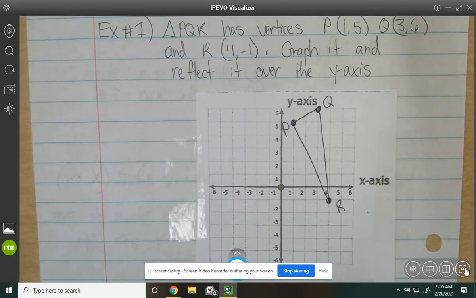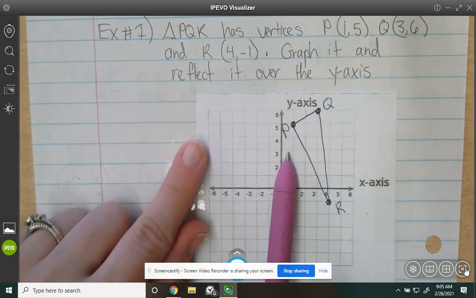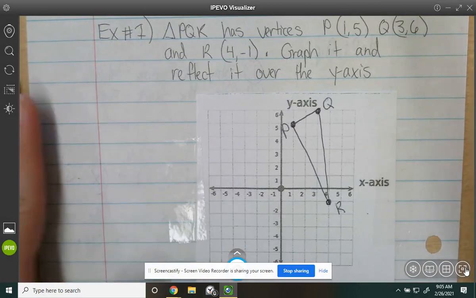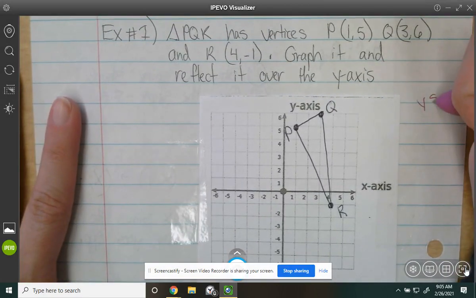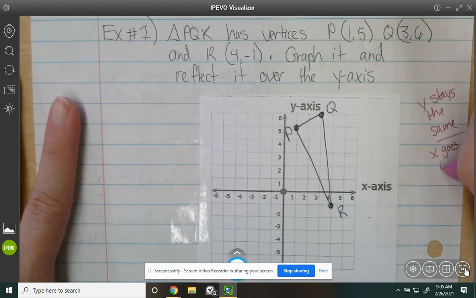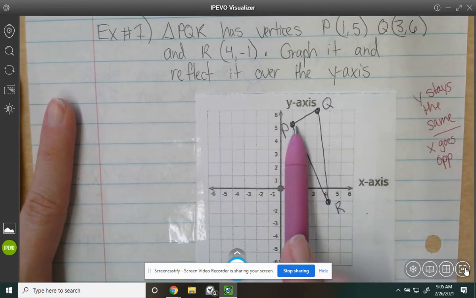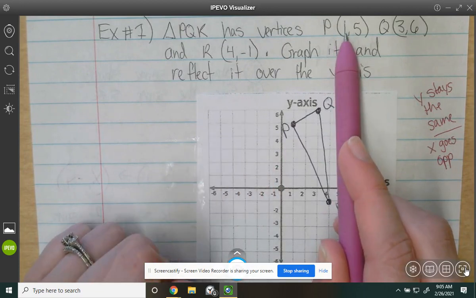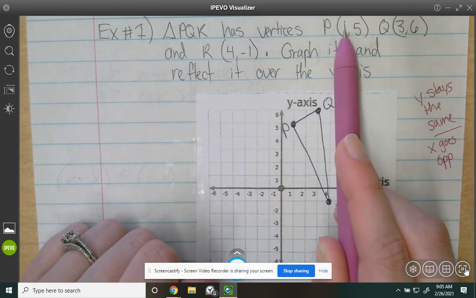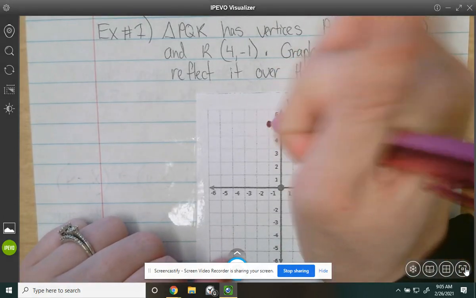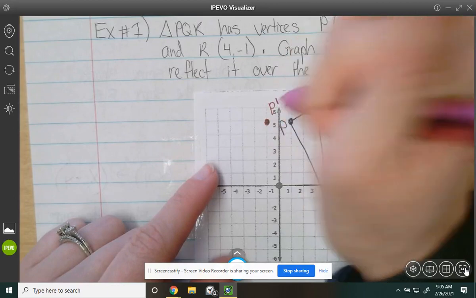Right, now I'm reflecting it over the y-axis. So I'm taking it over here. It's going to flip over this one. So if I'm reflecting over the y, y stays the same. X goes opposite. So if I look at this one, I'm at 1, 5. It's no longer going to be 1, 5. It's going to be negative 1, 5. Because this one goes opposite, this one stays the same. So negative 1, 5 puts P here. But it's not P anymore, it's P prime.